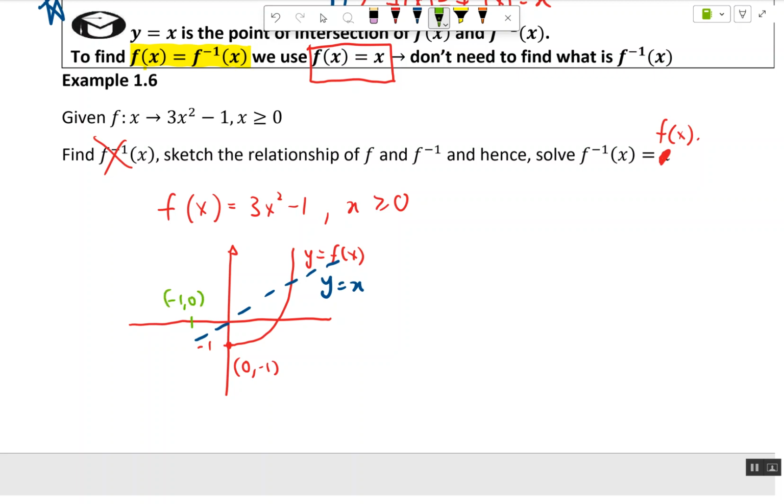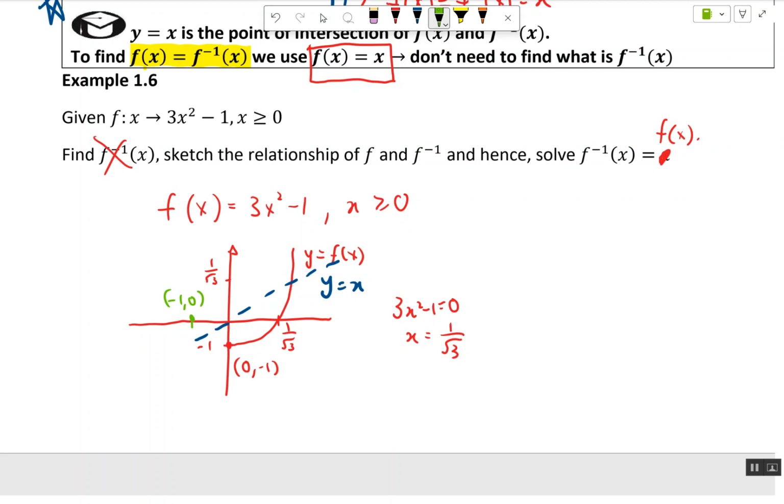Over here. Okay? This point, not necessary to find, but if you can quickly use 3x squared minus 1 equals to 0, because that's the x-intercept. x equals to 1 over root 3. Okay, so this is 1 over root 3, and it will also cut here at 1 over root 3, and this will be 1 over root 3. Okay, the x-intercept will become the y-intercept.